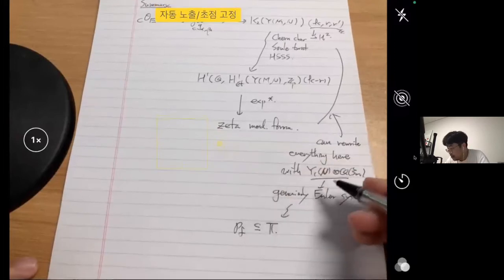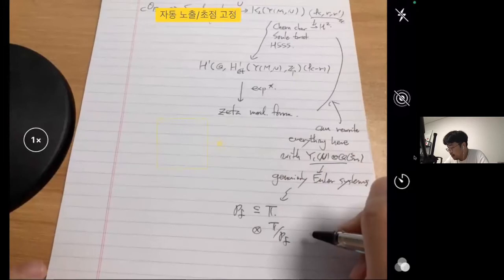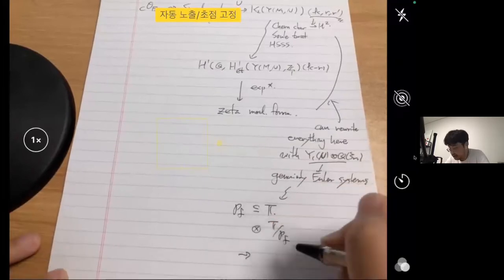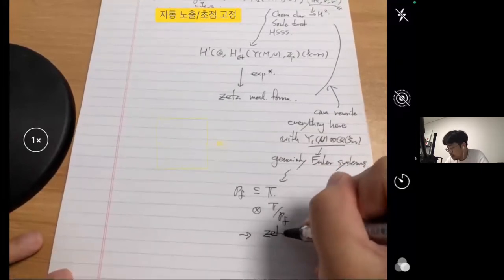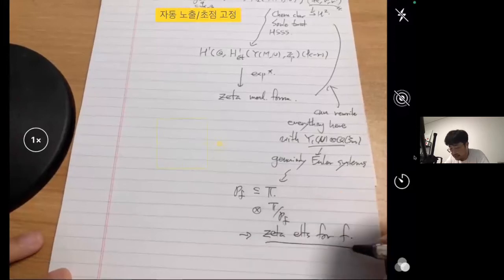Then we need to tensor T modulo just the p^k for all these spaces. Then we will get the result for each modular form. So, zeta elements for each modular form.